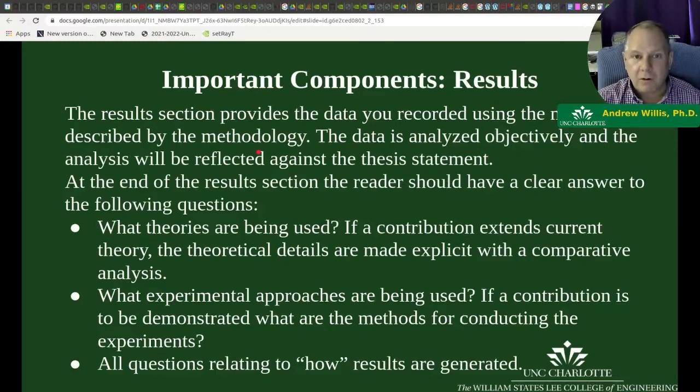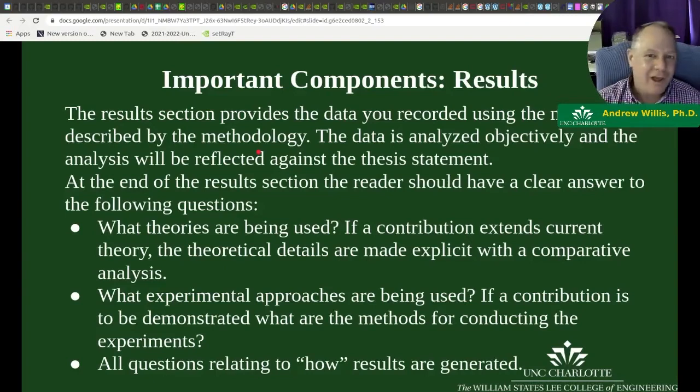Results. Okay. The results section provides the data that you recorded using the methods you described in your methodology. And so that's why the methodology is useful, because you no longer have to put sentences about how you're doing things. So how questions get answered in the methodology. What questions? What is the value of the data? What did I measure? What did I find? What comparisons? You act on. It's an acting on your methodology, is all the results are.